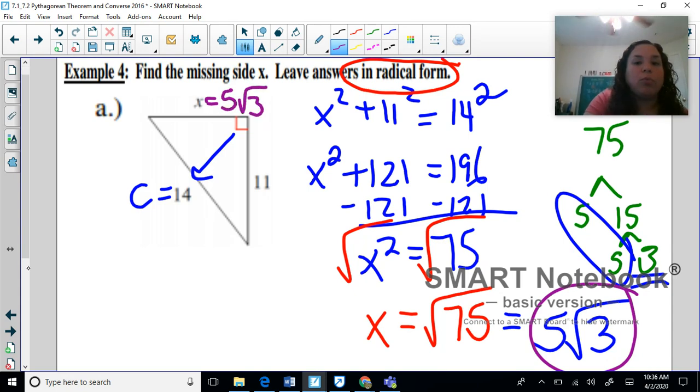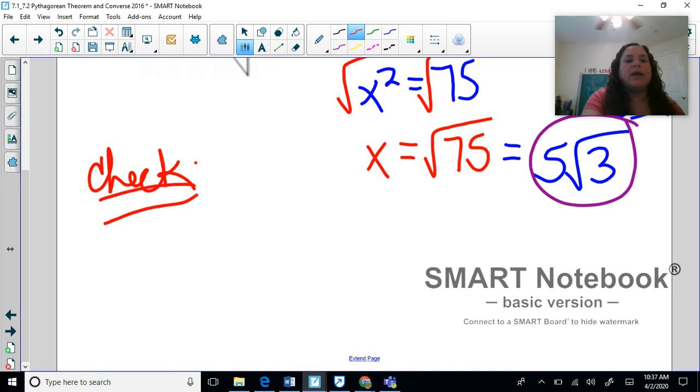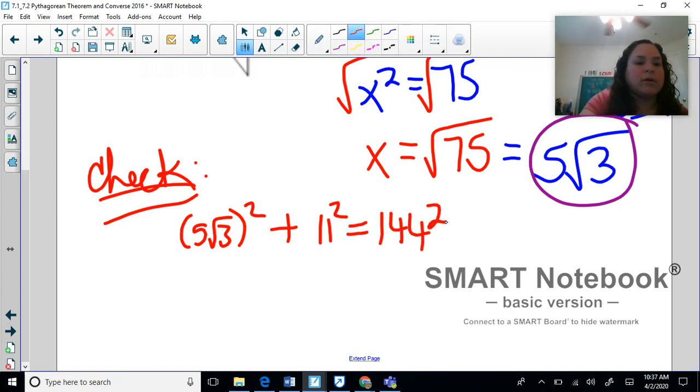Now, if you wanted to, you could actually check to see if this is correct. Okay, so in order to check, you go back to the Pythagorean theorem and plug the 5 square root of 3 back into the problem. So let's do that. 5 square root of 3 squared plus 11 squared equals 14 squared. All right, so let me go back up, make sure I plug that in. Okay, cool.